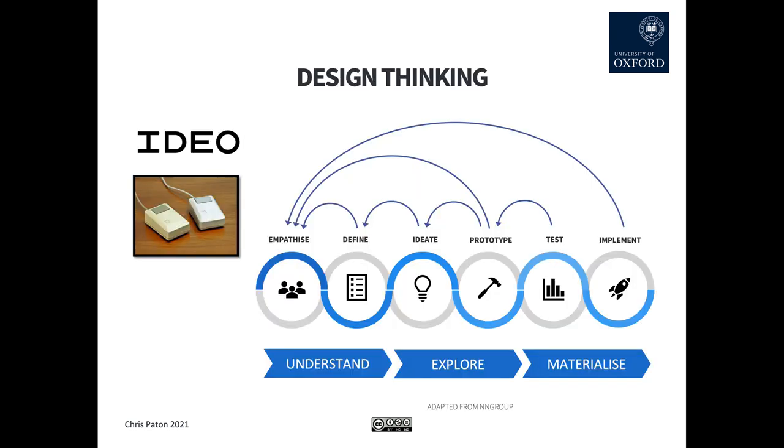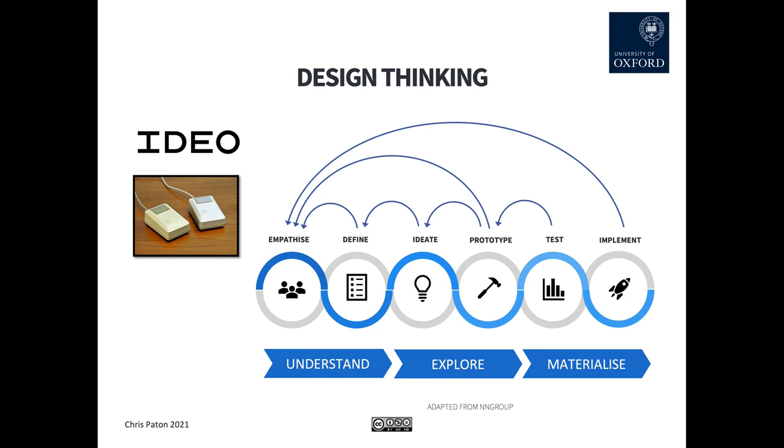One of the original companies involved in human-centered design is called IDEO, and I think they came up with the first Apple mouse, but have been involved in many different consumer products over the years. They have a process of doing human-centered design called design thinking. This is quite a nice way of thinking about how you go through a process of making sure that the systems you're developing are going to work for the end users.